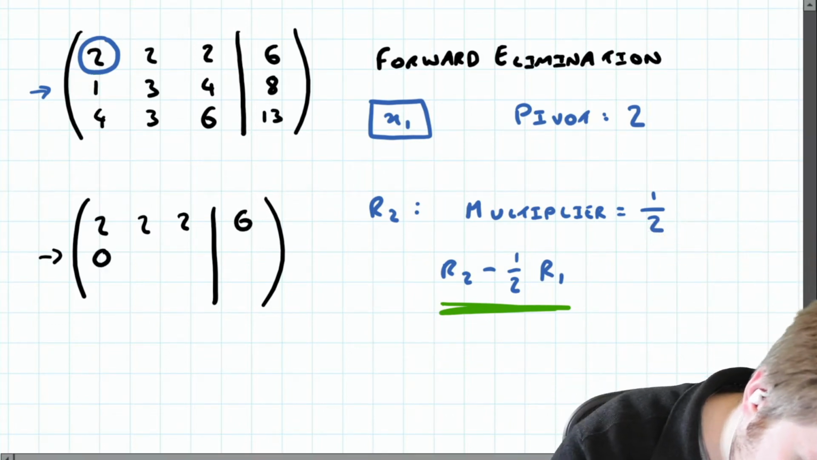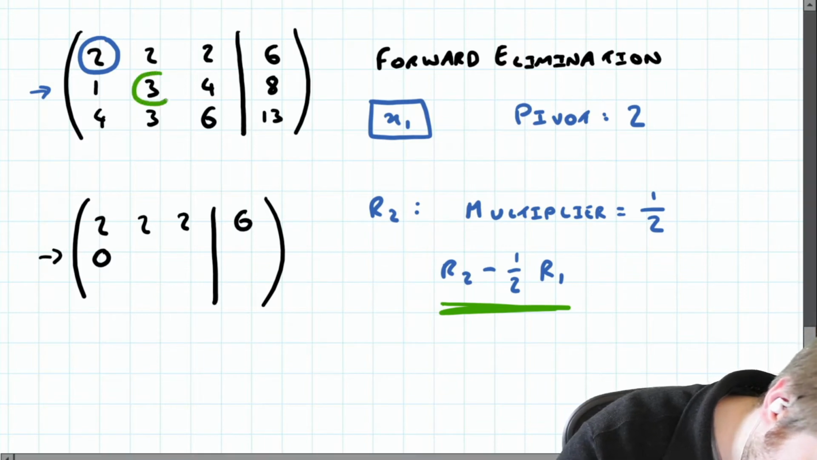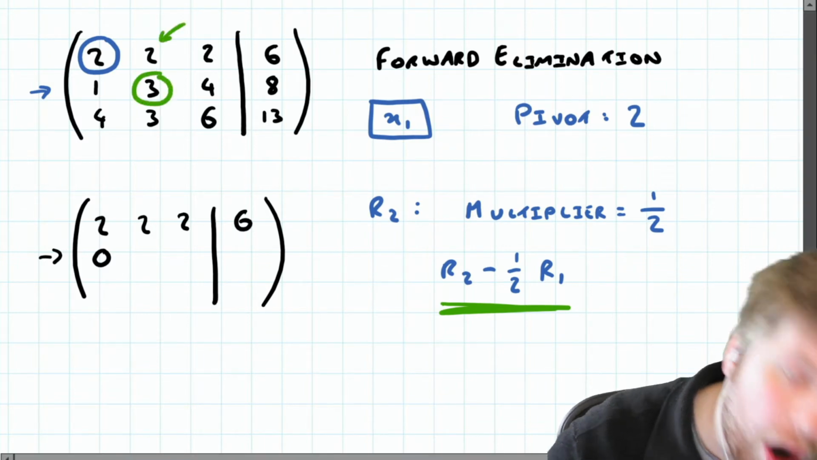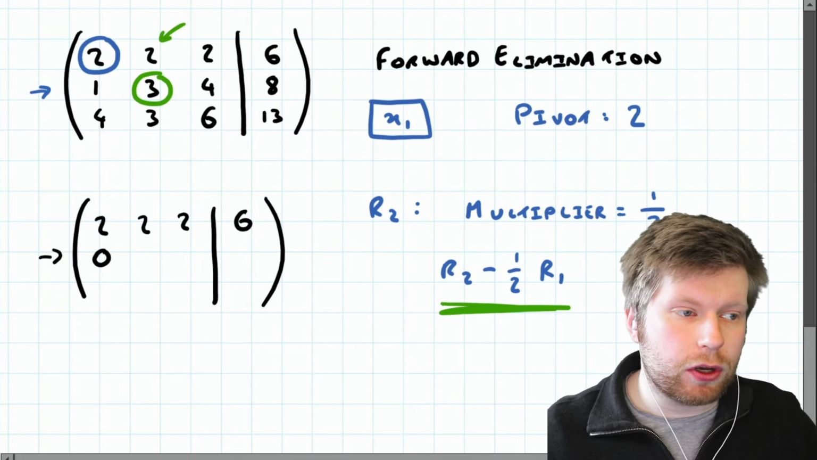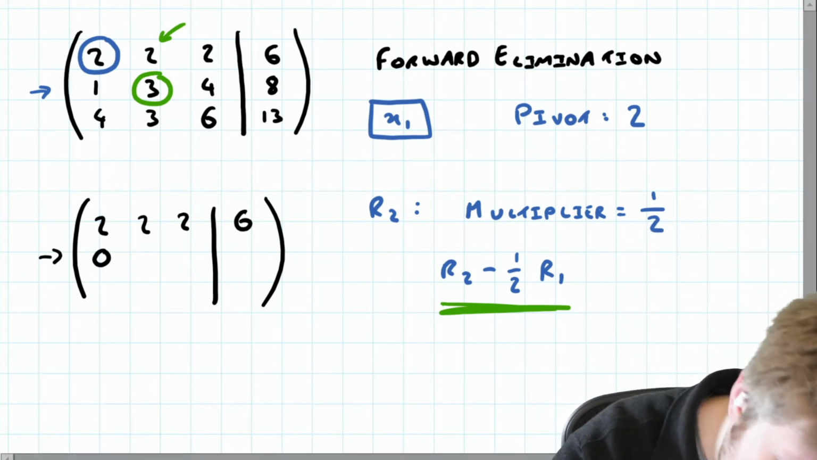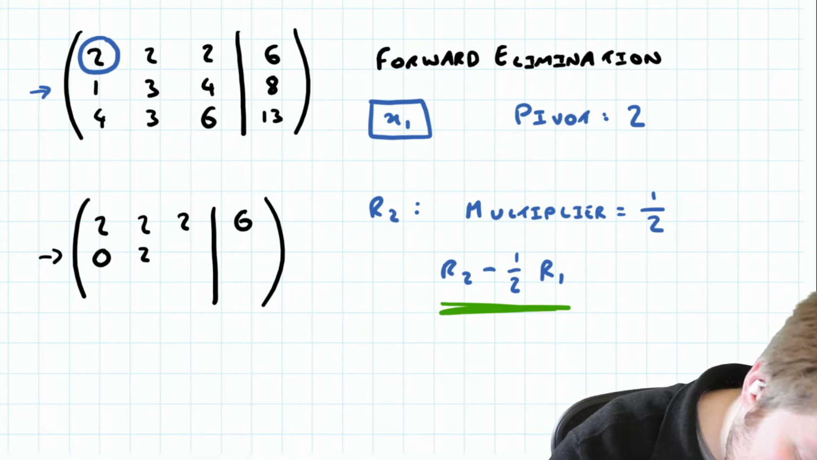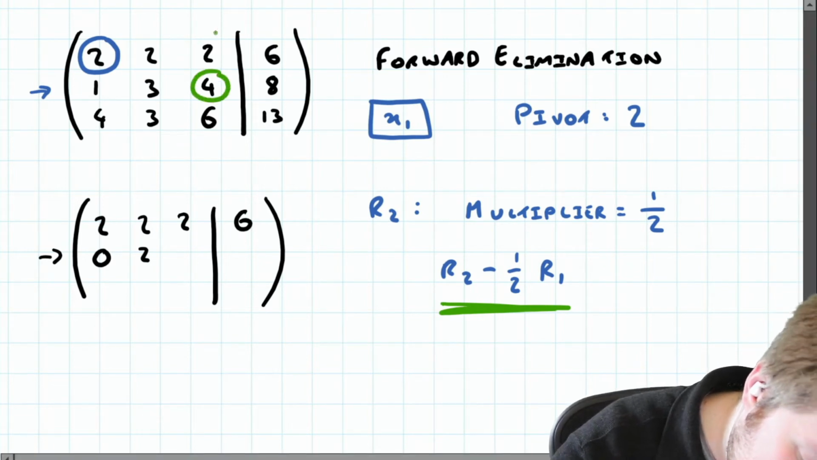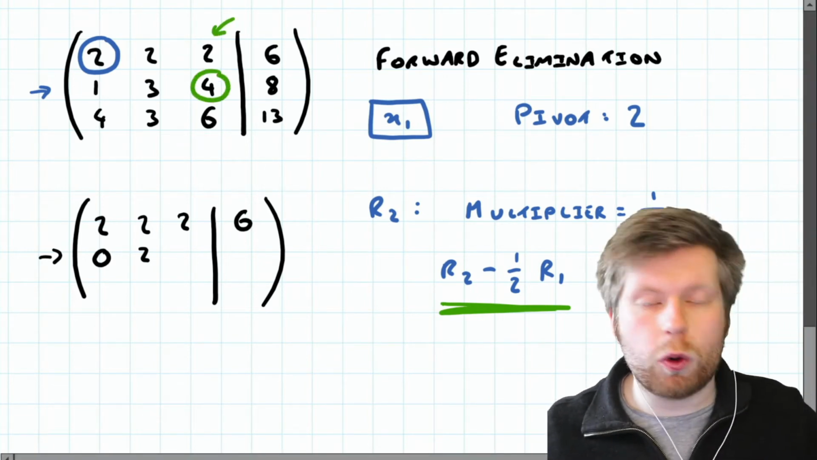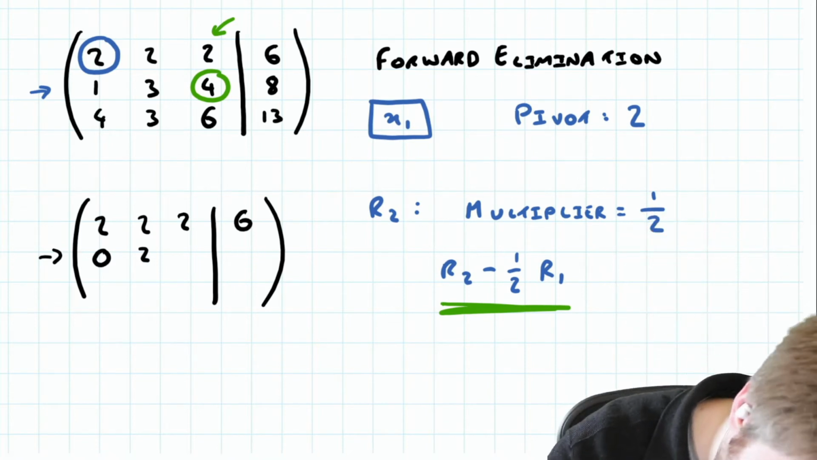So let's move across. For the next one, let's take 3, and I need to take away a half of 2. So 3 take away a half of 2, that's 3 take away 1. That is going to give me 2. And if I move across to the next one, the next element would be 4, and I need to take away a half of 2. So 4 take away a half of 2, that's going to give me 3.